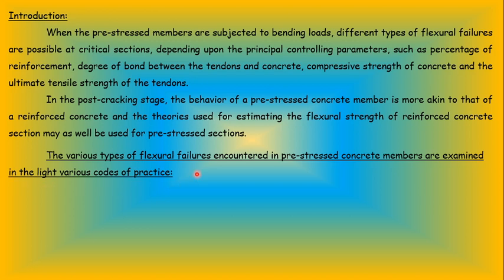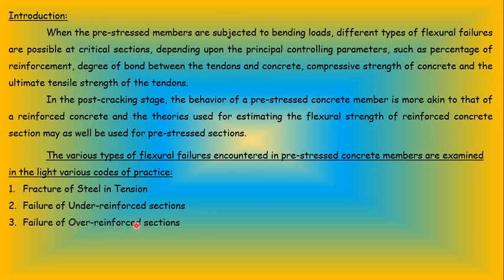The various types of failures encountered in prestressed concrete members are examined in the light of various codes of practice. First one is fracture of steel in tension. Second is failure of under reinforced sections. We know what an under reinforced section is and what an over reinforced section is. Third is failure of over reinforced sections, then other modes of failure.